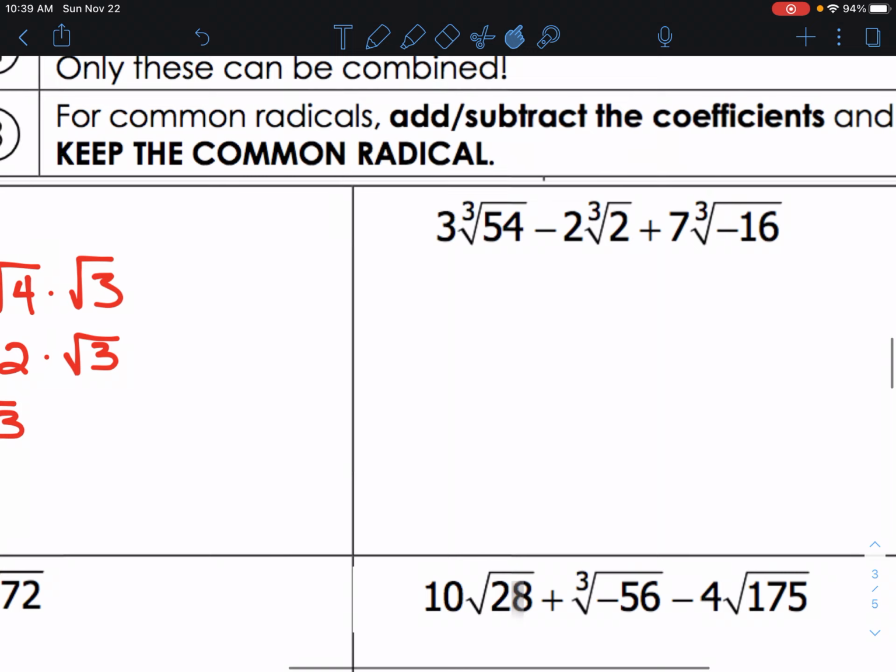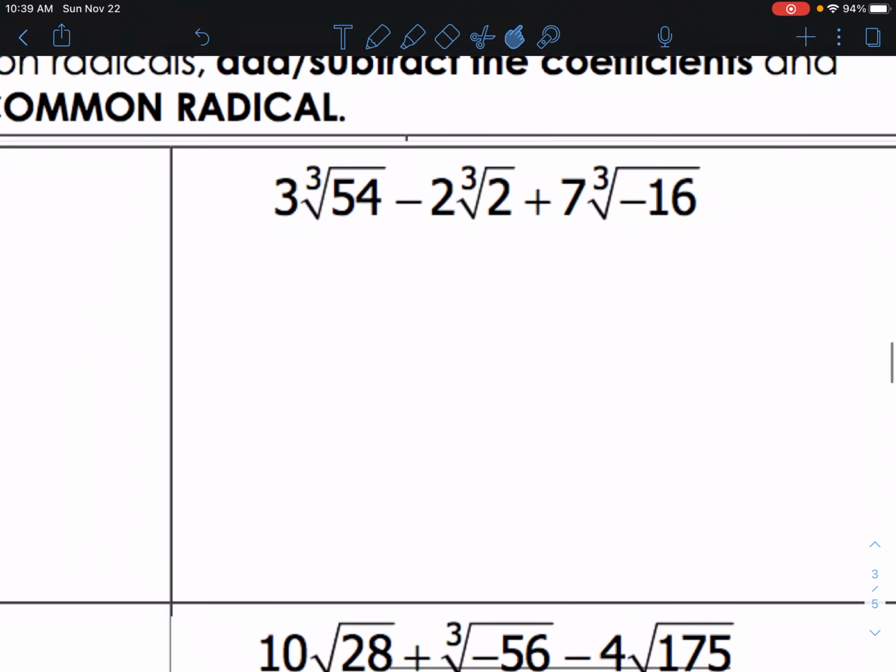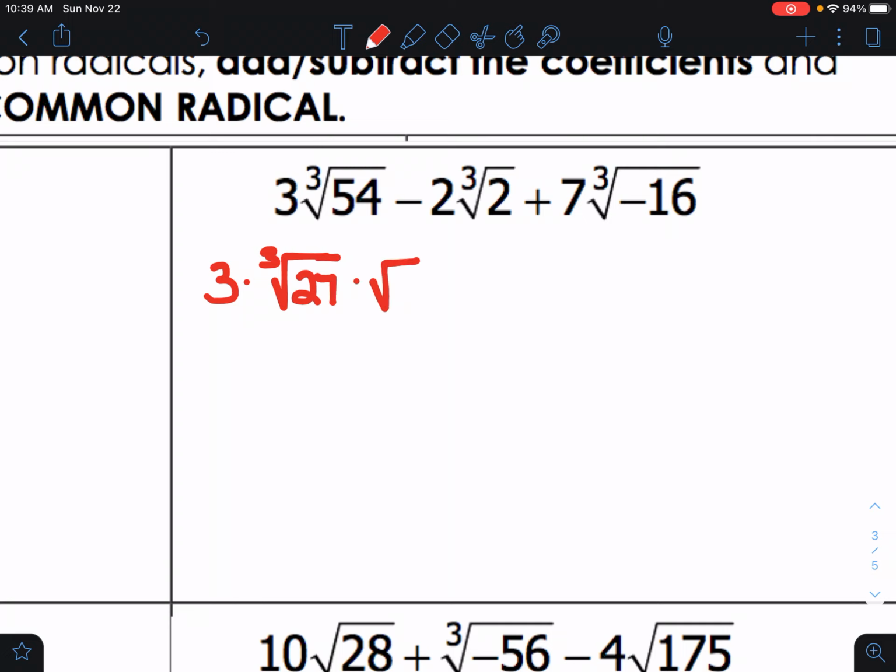All right, let's take a look at another one here. Once again, start by simplifying all your radicals. So let's do that. This first one, I've got 3 times, I want to break apart the cube root of 54. So let's see, I'd use my chart here. I'd say cube root of 27 times cube root of 2. Okay, that's the first one.